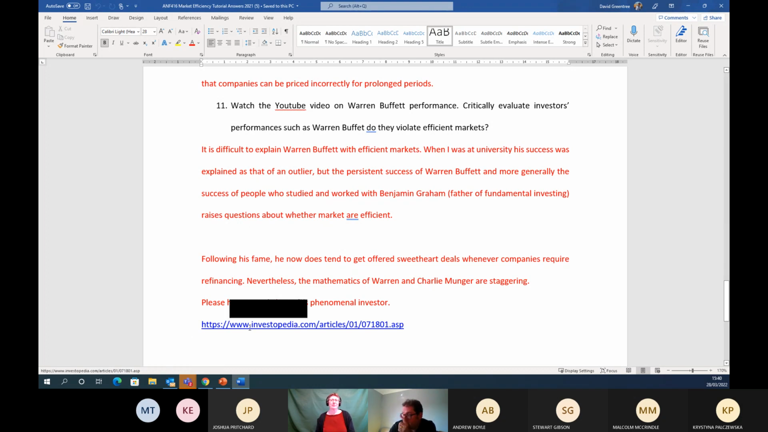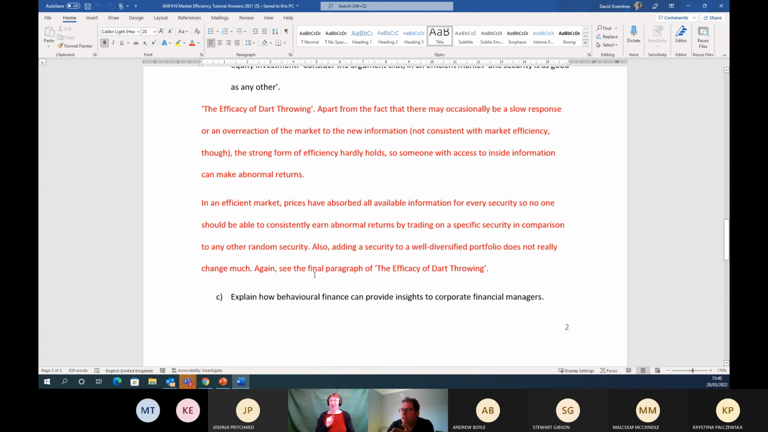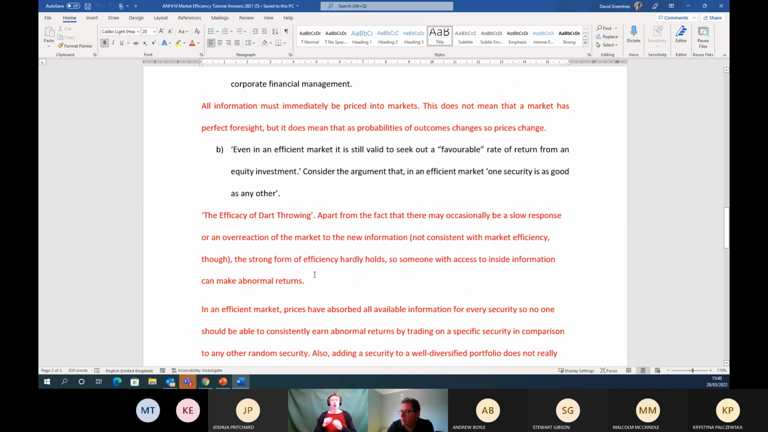And then there's a link to an article on Warren Buffett if you're not familiar with him. So that was the tutorial questions, the lecture, the notes, the chapter. As you can see, there's no real numerical work. So it is a question of just expanding what you're watching and what you're reading.